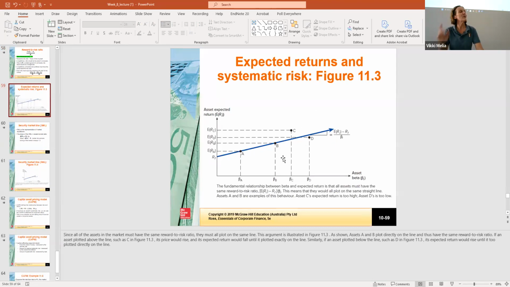So that line that we were looking at before is actually showing us that reward to risk ratio. The slope of the line is that ratio. But we know this. As risk goes up, we expect a higher return, and with a higher return, we're going to get a bigger risk premium. The risk-free rate down here stays the same. We just want a bigger risk premium as the beta or the risk goes up. We want a higher return, which means a higher risk premium.